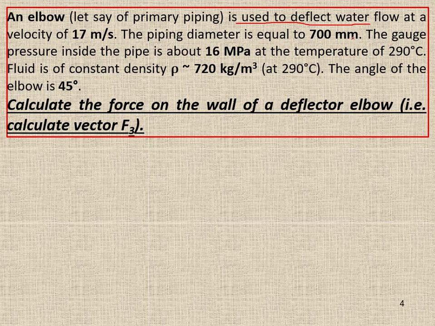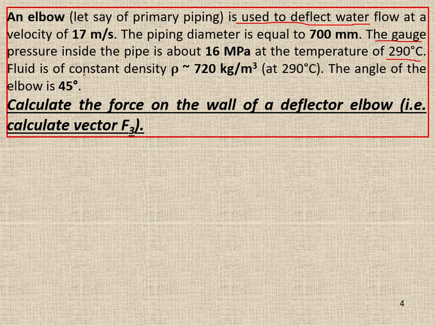The gauge pressure inside the pipe is about 16 megapascal. So you must be aware of what is the gauge pressure, what is the atmospheric pressure, what is the absolute pressure, what is the negative pressure, what is the positive pressure. I believe you are now aware of all these types of pressure. So the gauge pressure at the inlet of the pipe bend is given as 16 megapascal at the temperature of 290 degrees centigrade. It's a very high temperature water.